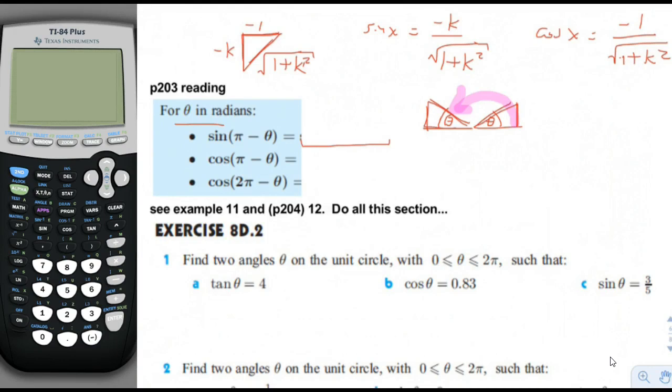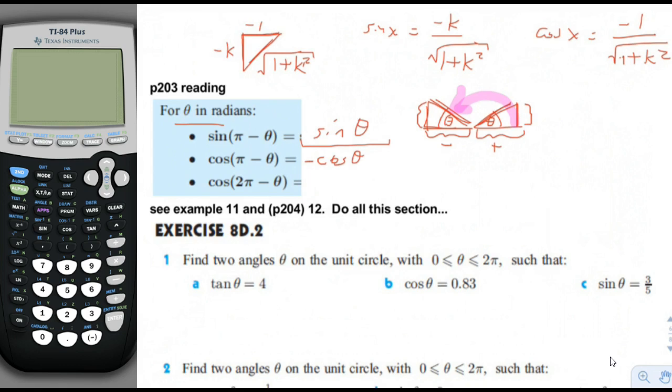Well, the sines of these two are equal because this opposite is the same as this opposite. They're both positive also. The hypotenuse is also the same. So the sine of 180 minus theta is equal to the sine of theta. Now, cosine of pi minus theta is a little bit different because this is a positive number and this is a negative number. So it wouldn't be equal to cosine theta. It would be equal to the negative cosine theta.